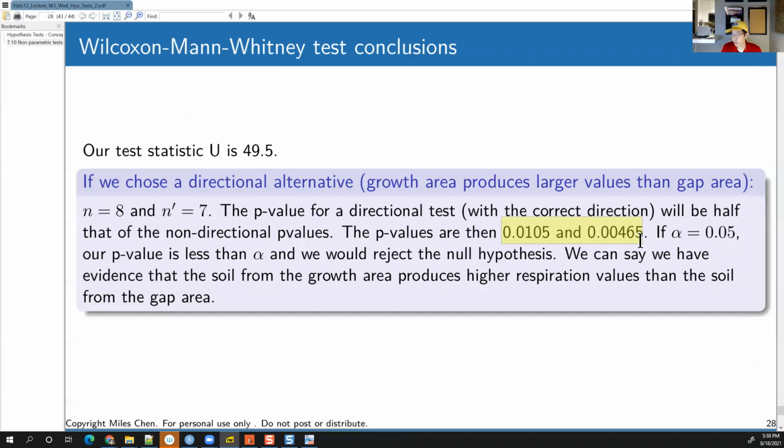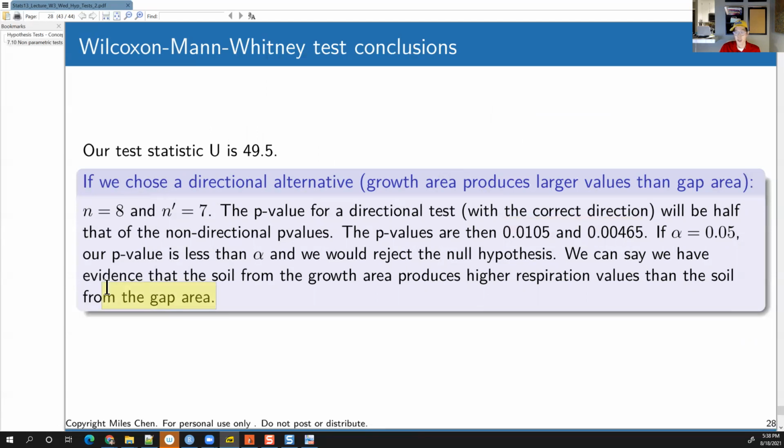And if alpha were 5%, we would reject the null hypothesis, and we would come to the conclusion that we have evidence that soil from the growth area produces higher respiration values than soil from the gap area.